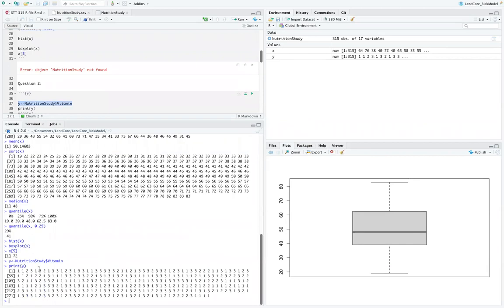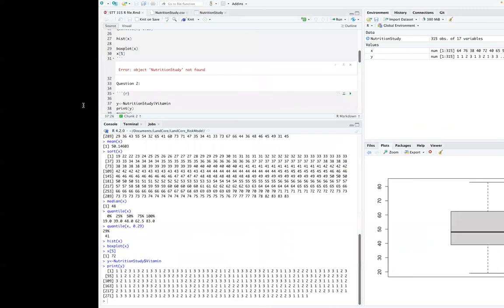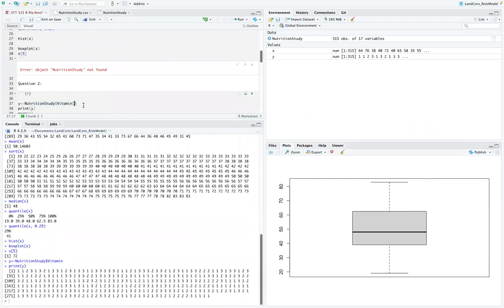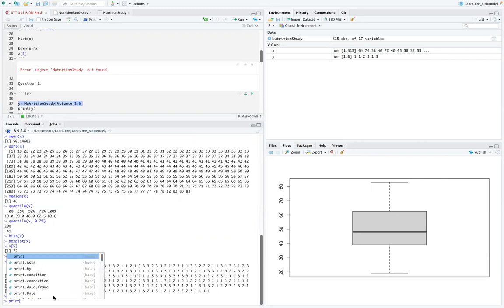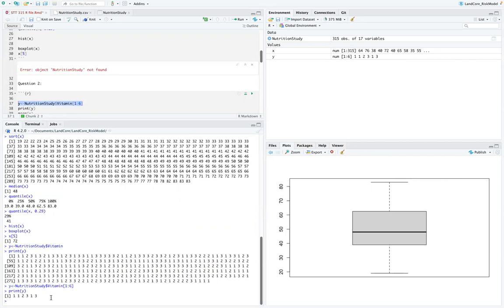If I print my Y, this is what I get. But I realized I forgot to do this ahead of time. We're only interested in the first 1 through 6. So I need to change this to a bracket 1:6. So now, if I make this my Y, and I print my Y to see what it looks like, this should give us the first 6 measurements: 1, 2, 3, 4, 5, 6.